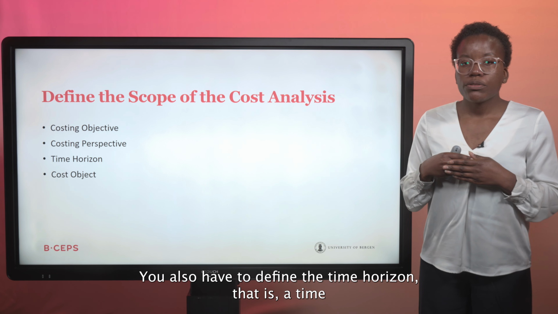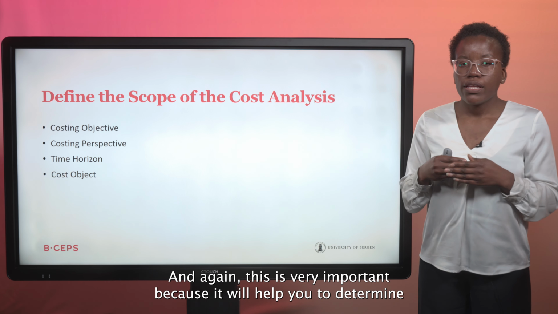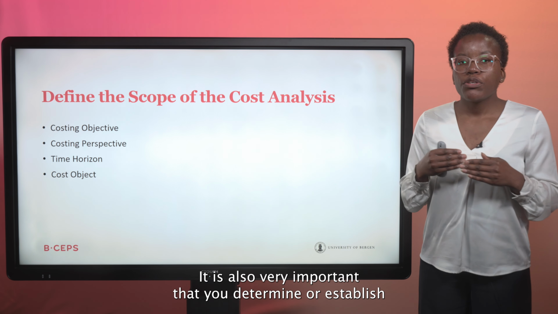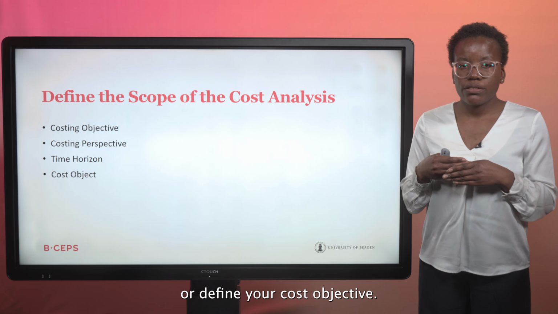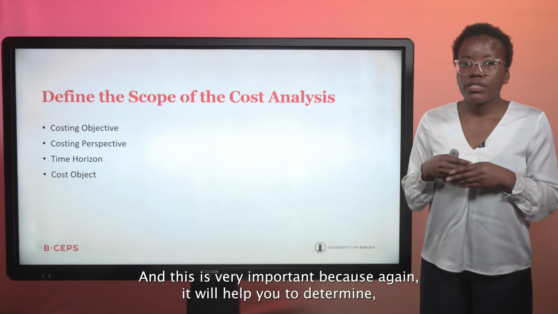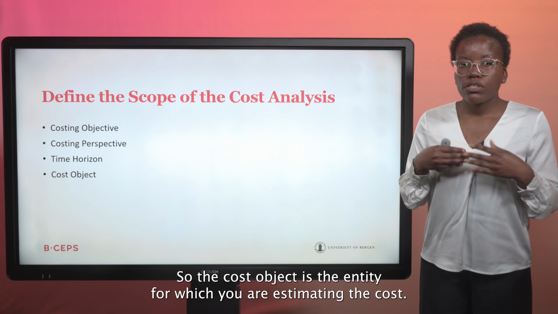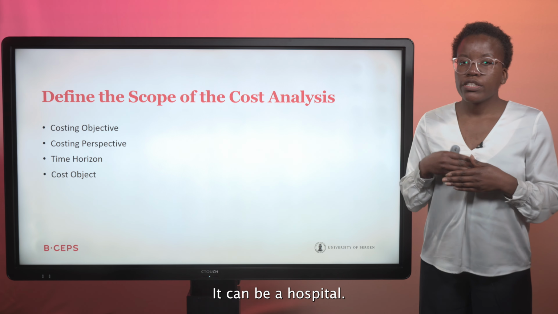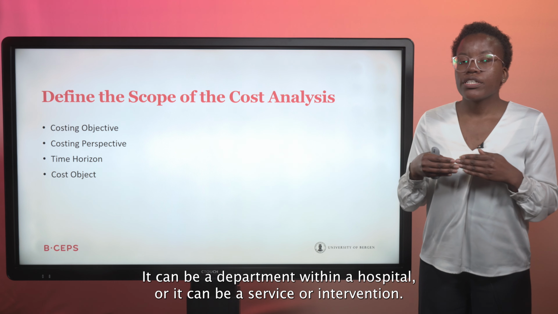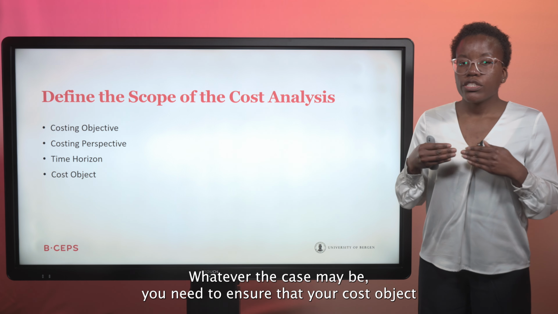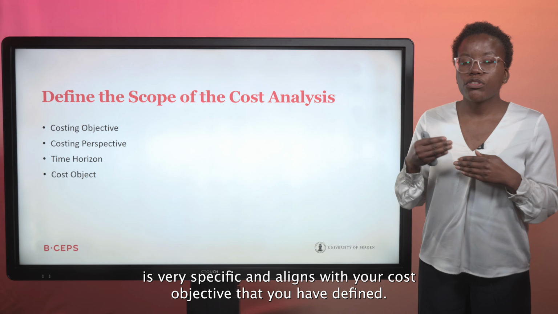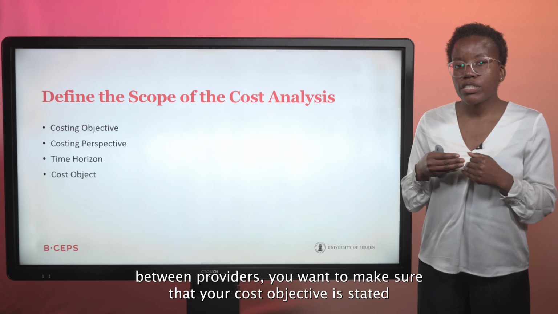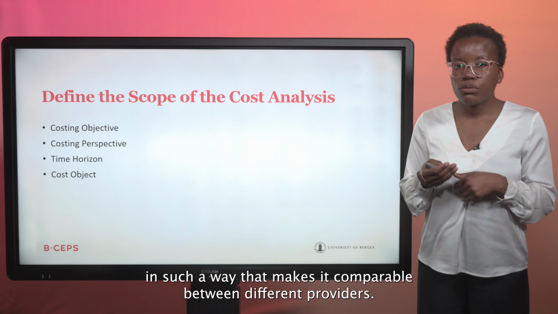You also have to define the time horizon, that is the time period over which you are estimating resource use. And again, this is very important because it will help you to determine which costs are relevant when you're conducting your cost analysis. It is also very important that you establish your cost object, and this is very important because again it will help you to determine the relevance of costs that need to be included. So the cost object is the entity for which you are estimating the costs, and it can be different things. It can be an organization, it can be a hospital, it can be a department within a hospital, or it can be a service or intervention. Whatever the case may be, you need to ensure that your cost object is very specific and aligns with the cost objective that you've defined. So for instance, if your objective was to compare costs between providers, you want to make sure that your cost object is stated in such a way that makes it comparable between different providers.